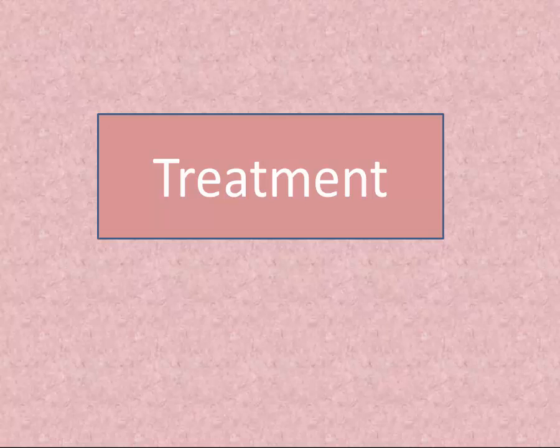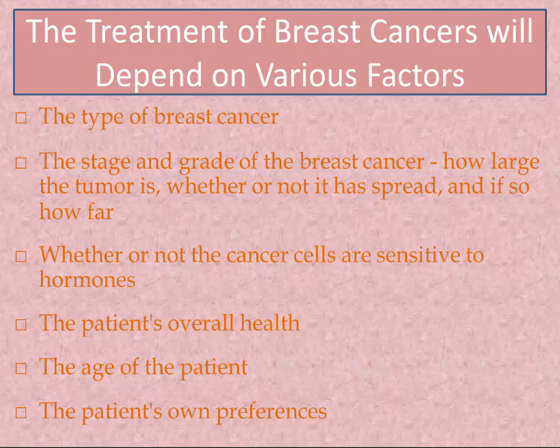Treatment. The treatment of breast cancers will depend on various factors: the type of breast cancer, the stage and grade of the breast cancer, how large the tumor is, whether or not it has spread, and if so how far, whether or not the cancer cells are sensitive to hormones, the patient's overall health, the age, and the patient's own preferences.